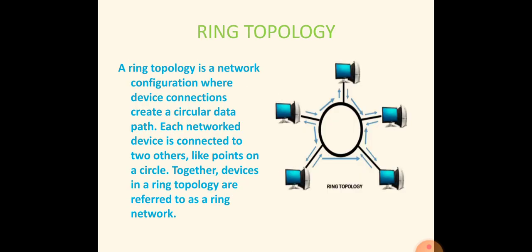The next one is the ring topology. In ring topology, each computer is connected to other computers so as to form a closed ring-like structure. So in this topology, data is transmitted in one direction only.